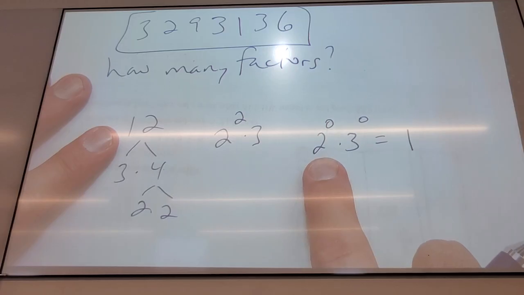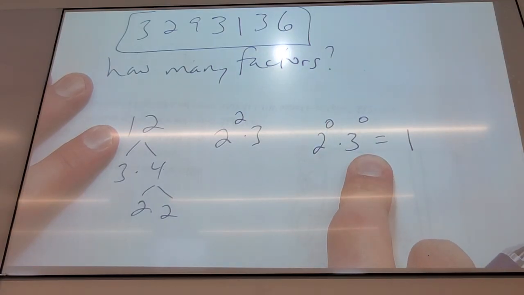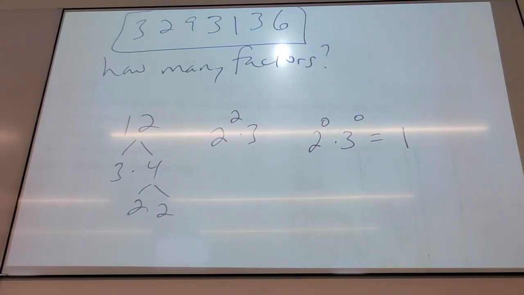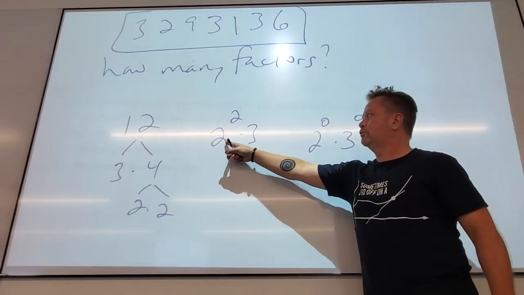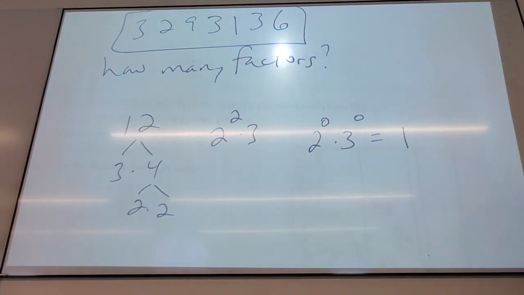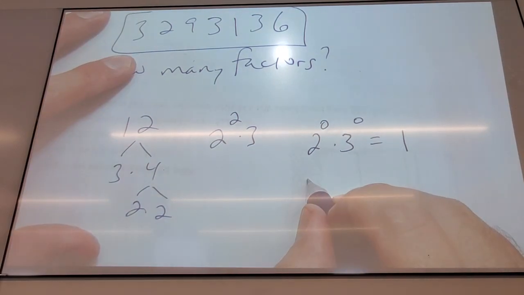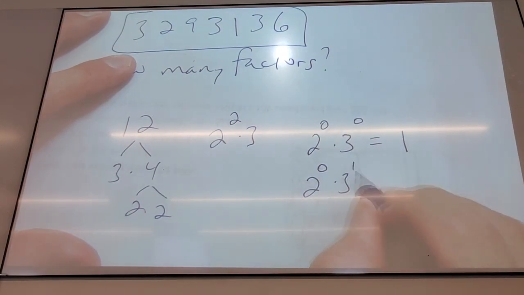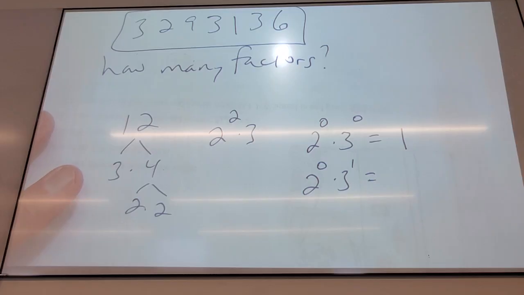What's 2 to the 0? What's 3 to the 0? 1 times 1 is 1. Do you all agree 1 is a factor of 12? Okay. All the factors of 12, does everyone agree that all the factors of 12 have to have 2's and 3's, if anything? Yes? So one thing I could do is take no 2's and no 3's, and that makes 1. Or I could take no 2's and 1 3. What does that make? 3.